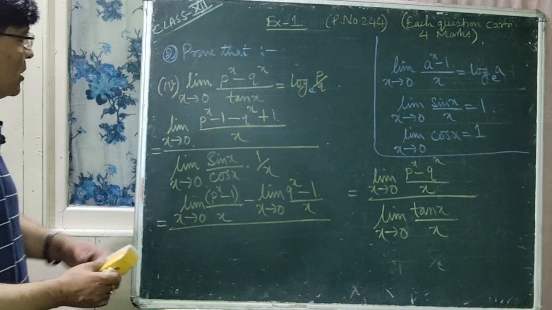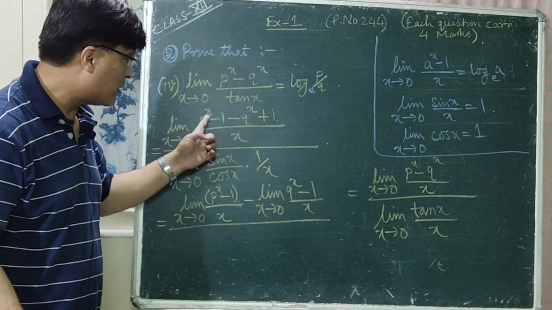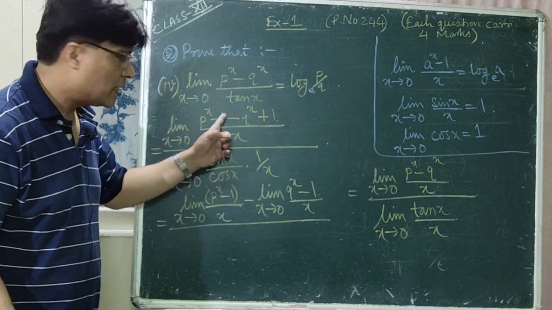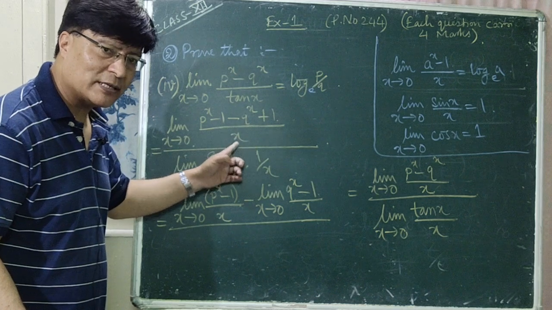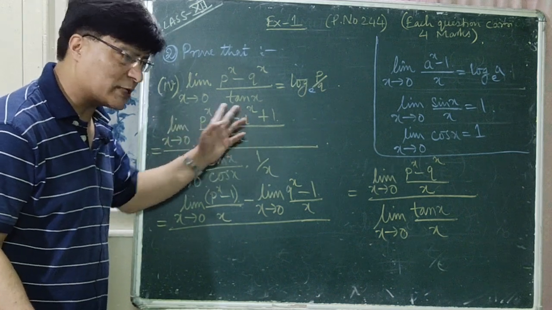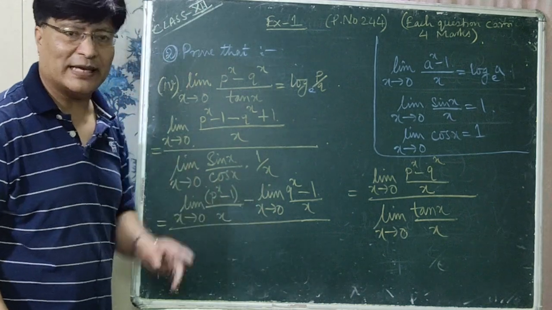So is it understood? This expression is separated. That is (p to the power x minus 1) whole divided by x. Minus is taken common here, within the bracket (q to the power x minus 1) whole divided by x. And you have to write down the limit for both these expressions. So we have written limit x tends to 0 for both the expressions.